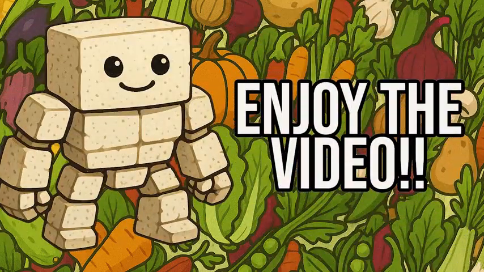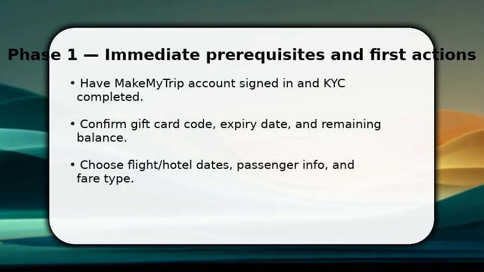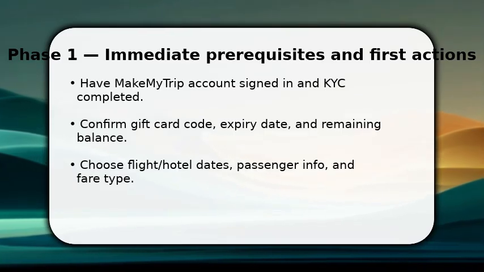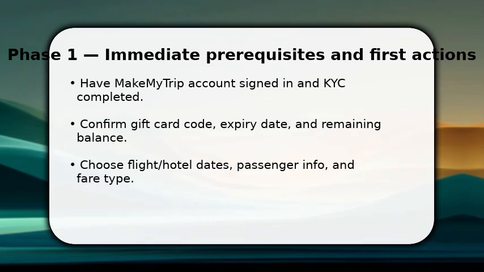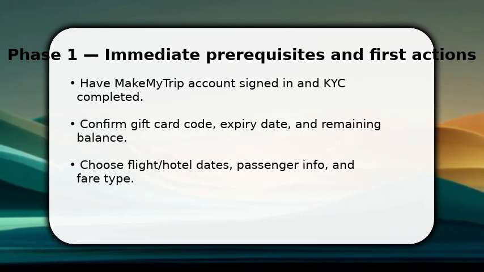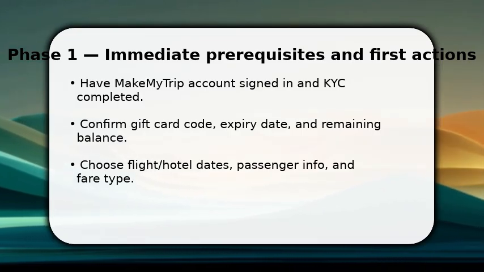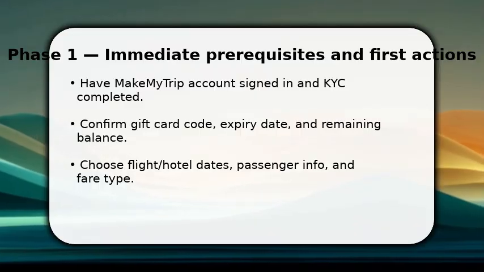Please enjoy the video. You begin by signing into your Makemytrip account and confirming your gift card code and remaining balance, because accuracy saves time at checkout. Once done, pick your flight or hotel with the fare type you want and enter traveler details. Make sure dates and names match ID exactly to avoid issues.